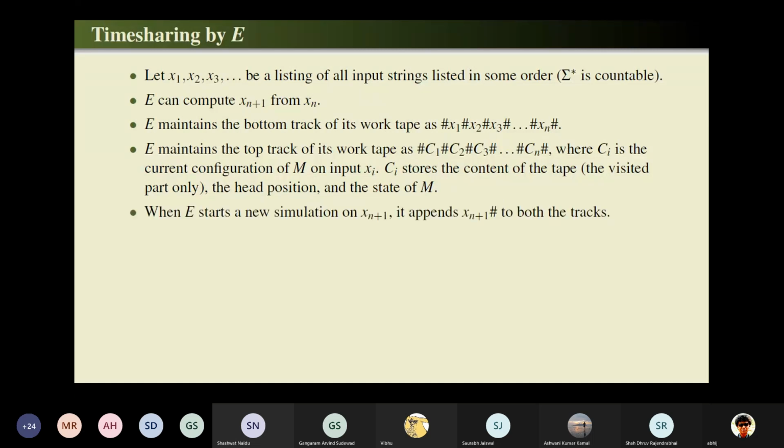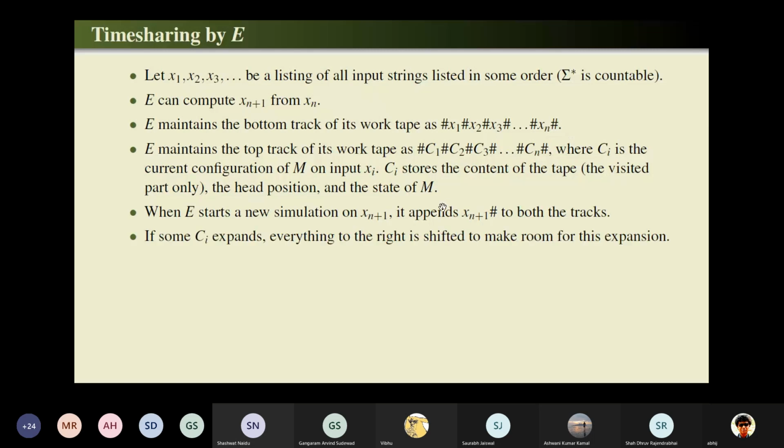And when it starts a new simulation, xn+1, it will simply append xn+1 hash to both these tracks. Not exactly, because on the top track, you have to maintain that it is a start state, and the head is positioned here. Some little bit extra thing than this xn+1 hash, some more symbols. So it does so.